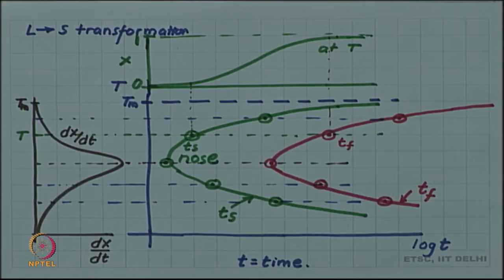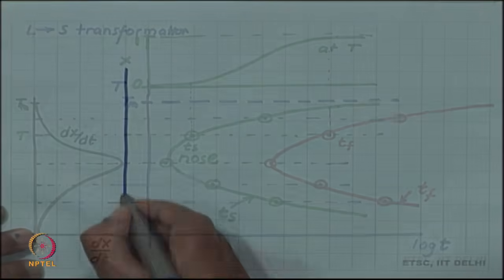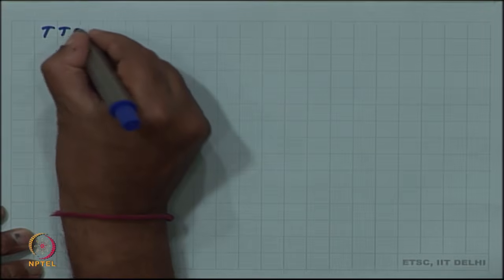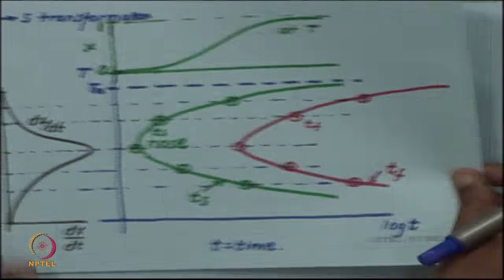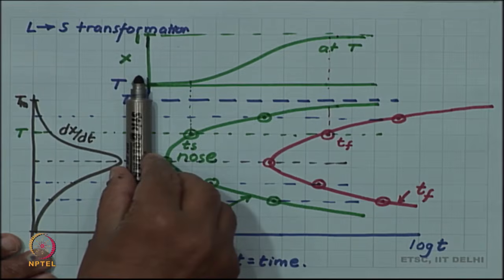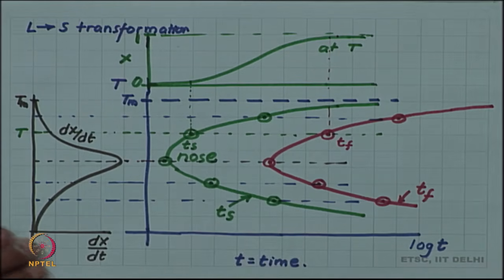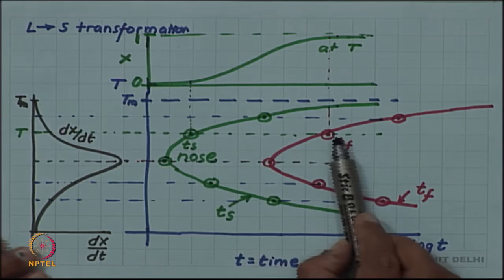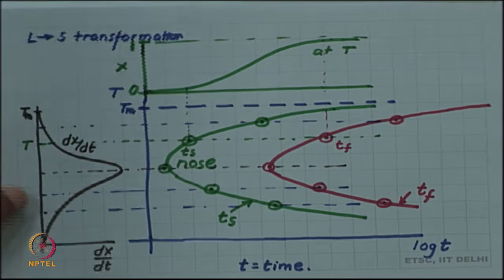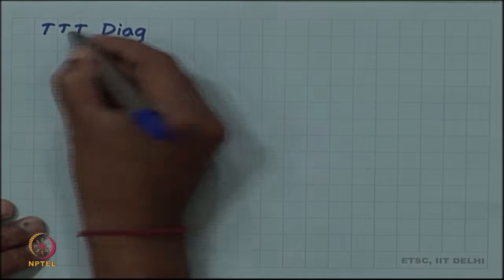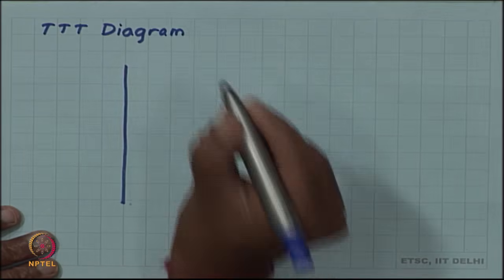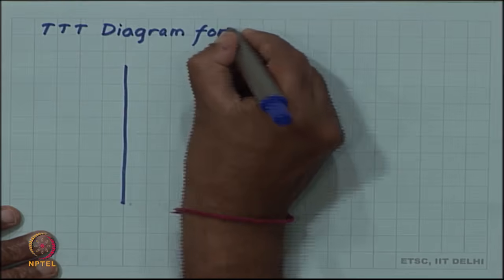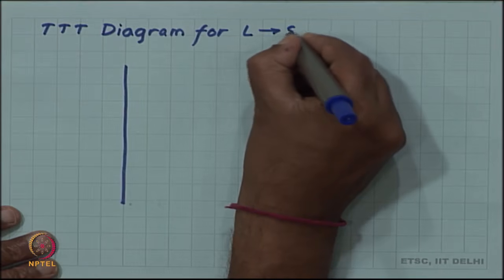Now, from this diagram we can interpret how the transformation is happening. So, we are drawing the TTT diagram, the time temperature transformation diagram. You can see it has a time axis, it has a temperature axis, and it represents the start time and finish time for the transformation. That is why we call it 3T, time temperature transformation diagram. So, this is the time temperature transformation diagram for liquid to solid transformation.